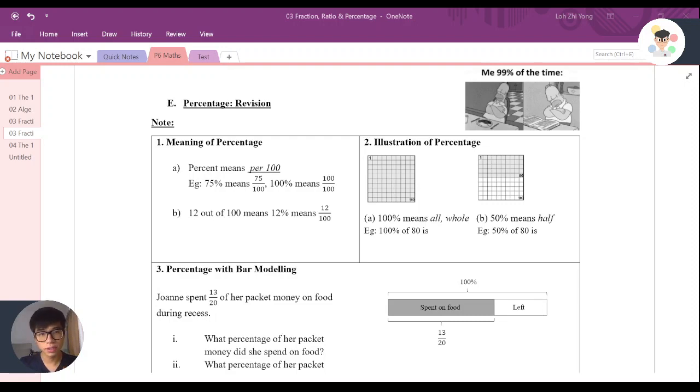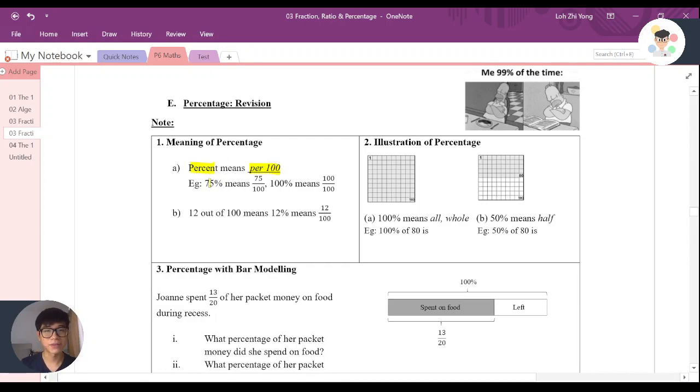And now we are focusing on percentage. Okay, now let's look at these notes. Here it says the meaning of percentage. The first one explains that when we use the word percent, it actually means per 100. Okay, per 100.